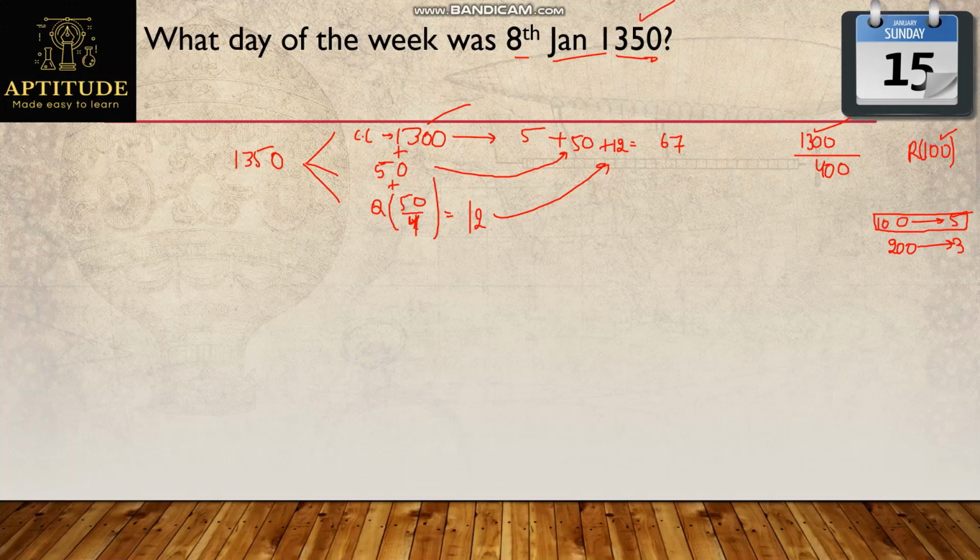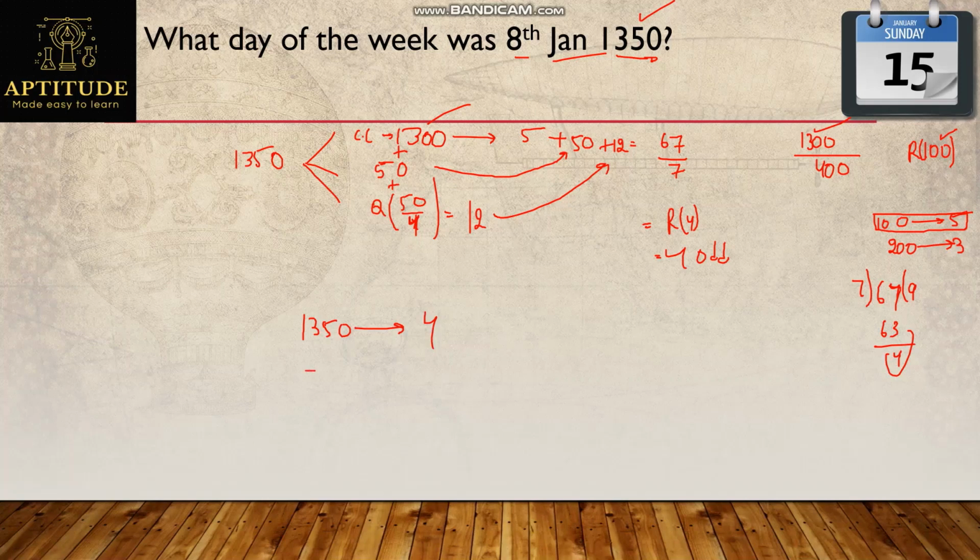But I can still simplify this one. 67 divided by 7. What is the remainder? The remainder will be 4. Why? Because whenever we divide this, 7 nines are 63, and 4 will be the remainder. That is the odd days. So finally we got 4 odd days for 1350.